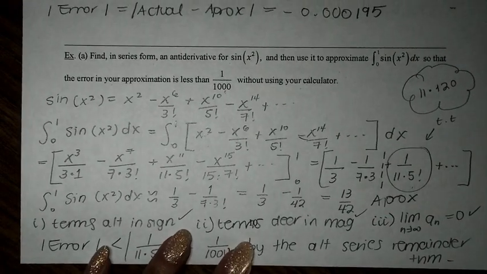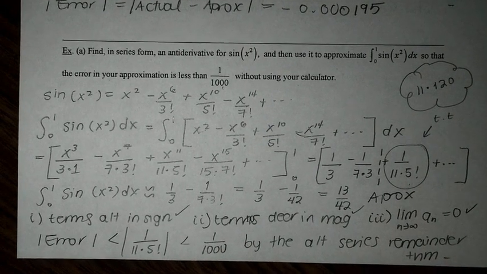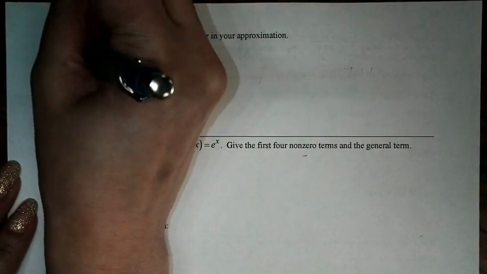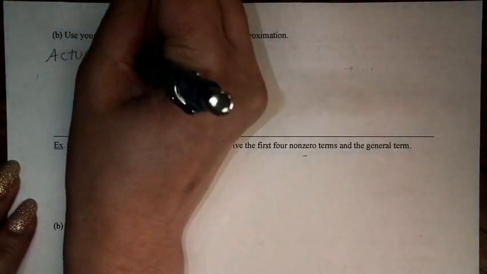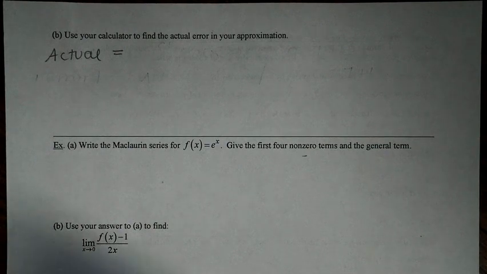So let's move on to the next part. For this part of the problem, they want you to use a calculator to find the actual error in your approximation. So what are you going to do? Well, the first thing that you're going to do is find the actual value. The actual value, you are going to find it in your calculator. Let me clear my calculator so we have a clear start here.